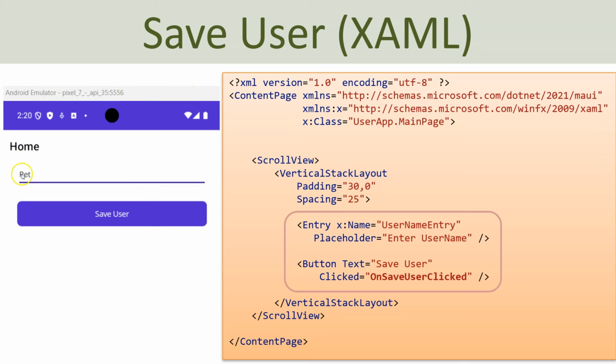We have basically just a text box, or entry as it's called in .NET MAUI. This text box is basically an entry with a name. I call it just username entry or something. And then a button. So when you enter a name here and click on this save user button, you will go to this insert user method in order to insert the data into the database. So let's create this basic user interface in this main page.xaml file and hook it up to this insert user method that we just created.